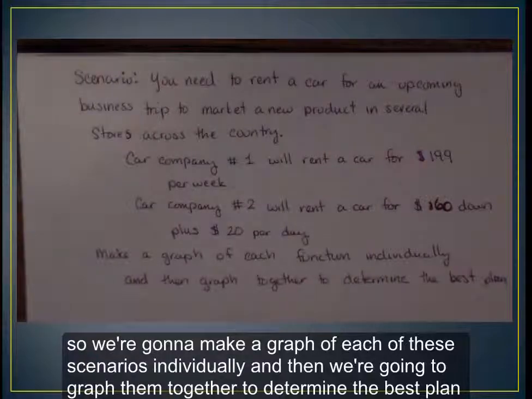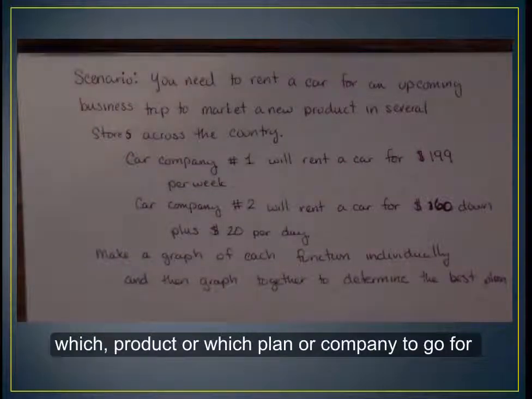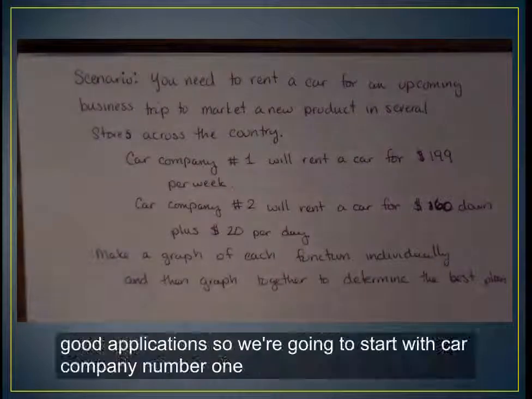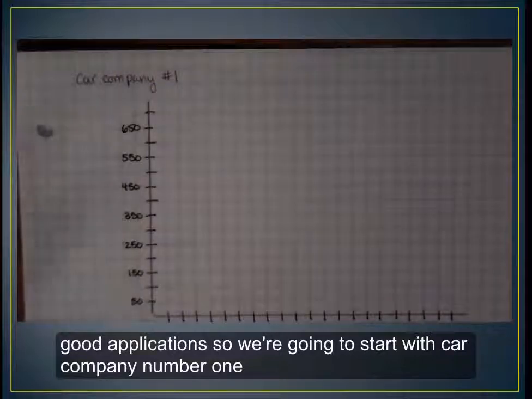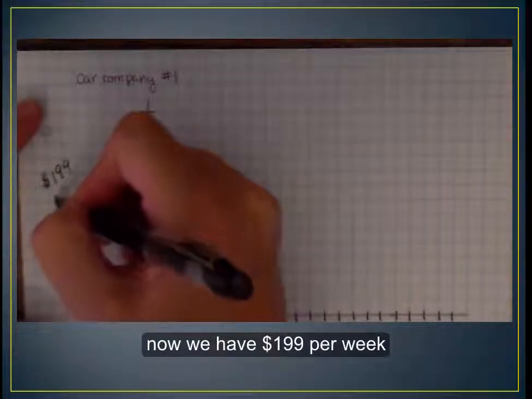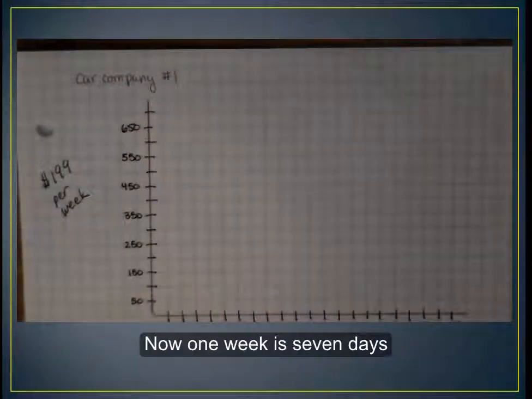And this is a scenario where graphing can be very helpful in determining which product or which plan or company to go for. Break-even points in business, a lot of really good applications. So we're going to start with car company number 1. Now we have $199 per week. Okay, now 1 week is 7 days.